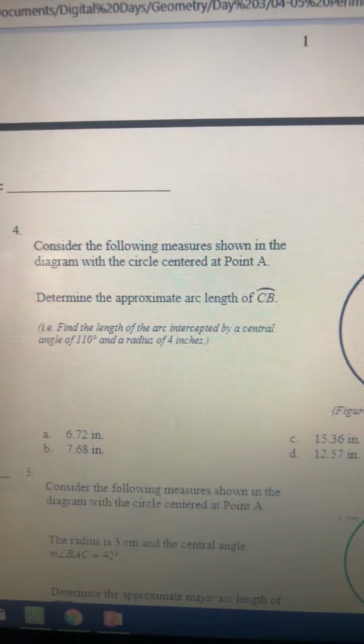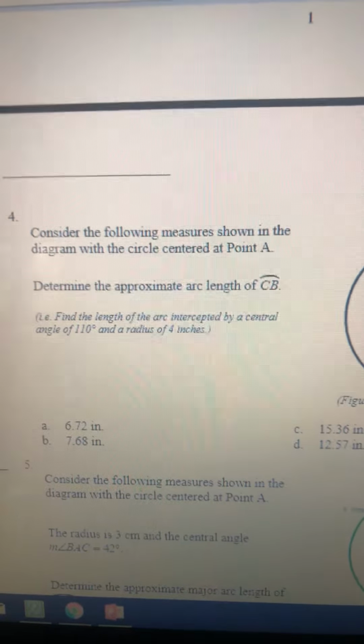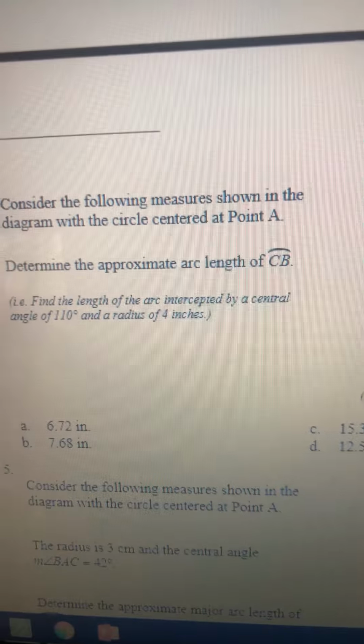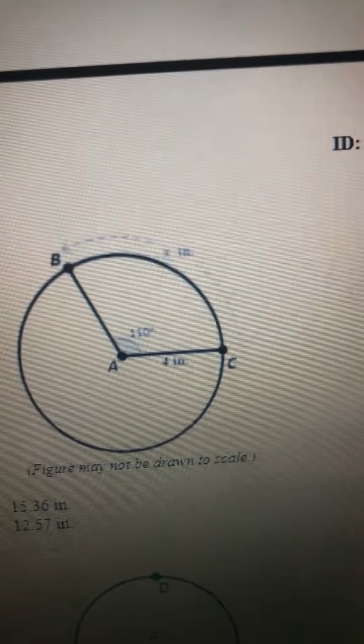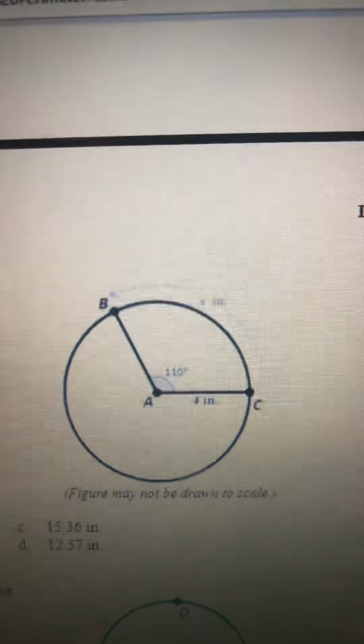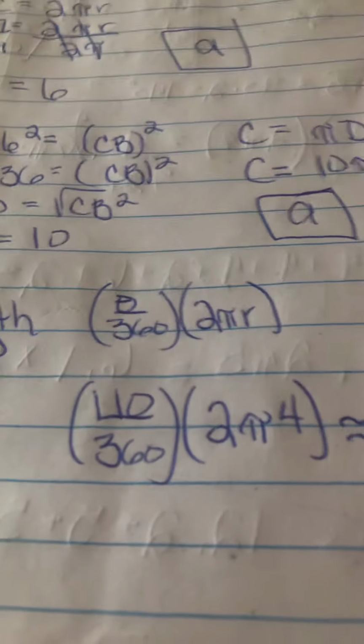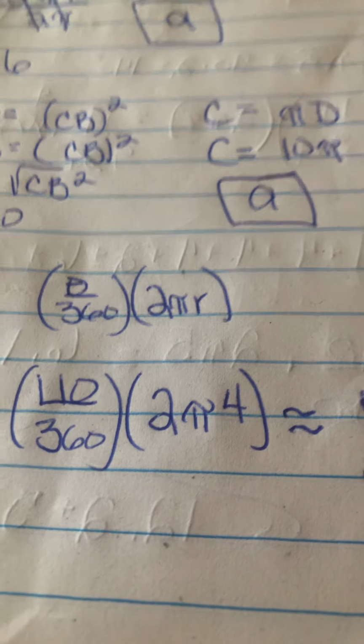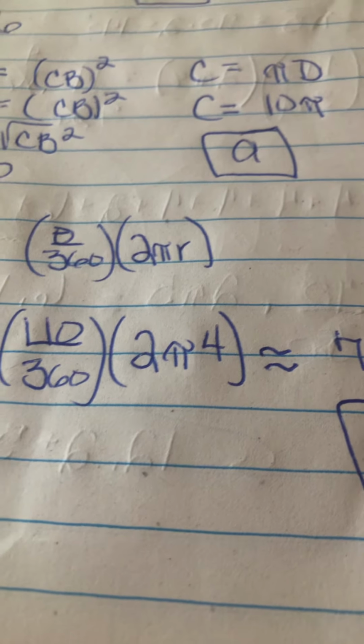Okay, going to number 4, it says, consider the following measures shown in the diagram with a circle around point A. Determine the approximate length of arc CB. And so here we have arc CB, which is right here, and that's what we want. So we're going to have to use the length of an arc formula, which is basically theta over 360 times 2 pi r. So we're going to put 110, which is our central angle right here, 110 over 360 times 2 pi, and our radius is 4.